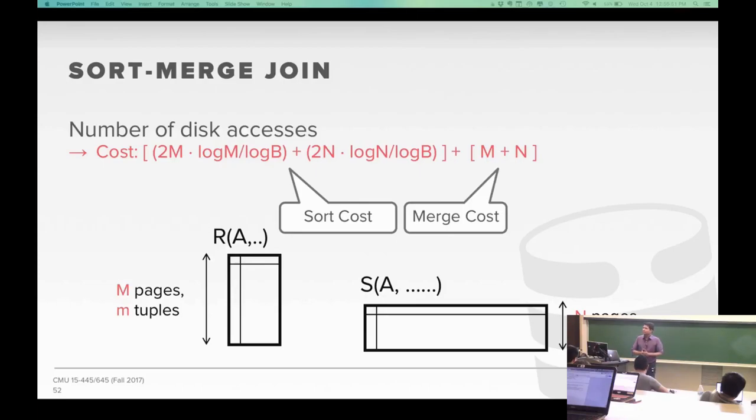Oftentimes, the tables are already sorted. If it's already sorted, or if you have an index, then you can skip the sort cost, and you only have the merge cost remaining. And that's as small as it gets, as I discussed earlier in the lecture. M plus n is as small as it gets. You're just scanning the two tables. So that's why this algorithm is often used when the input tables are already sorted. Any questions about the cost equation or the algorithm in general?